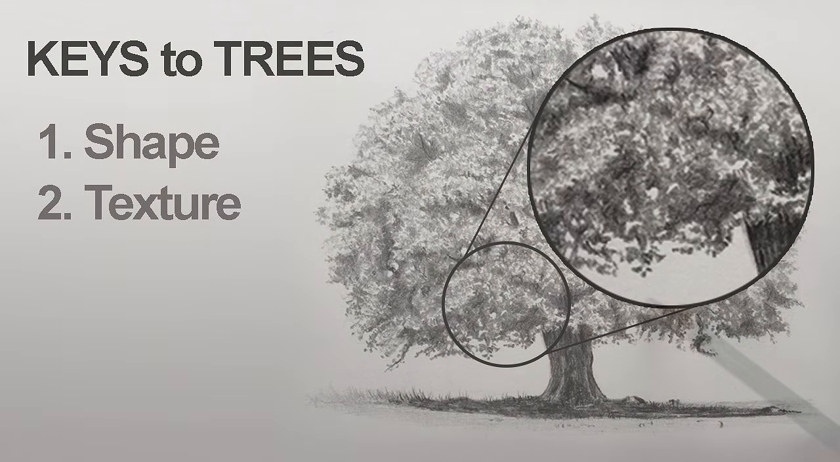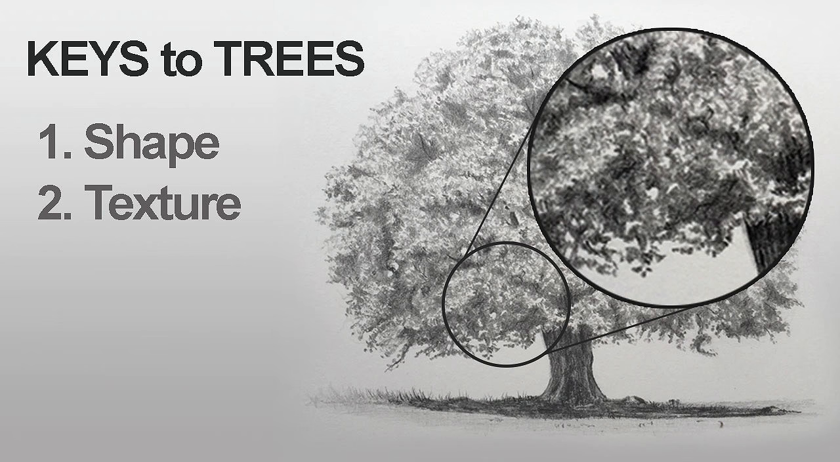Now, once we've got these shapes in place, it's time to move on to the next key to drawing trees, and that's the texture. Now, texture is clearly dictated by the marks that are made on the surface, but other factors are at play as well. For example, the surface texture of the paper itself will play a role, and of course, value and the relationships of the dark and light values also plays an important role in creating the illusion of texture.